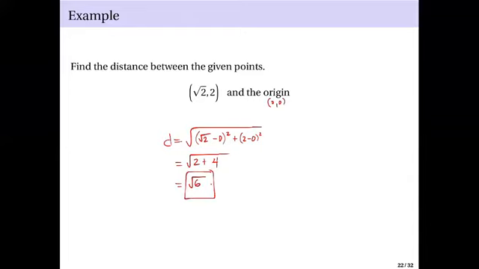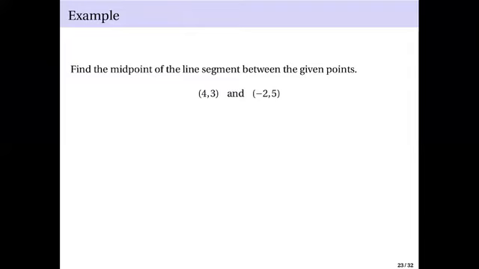Now, we want to find the midpoint of the line segment between the given points. So we have 4, 3 and negative 2, 5. So remember the formula? I'll just write it here again. Midpoint, the formula that you need to remember, it's x1 plus x2 divided by 2, comma, y1 plus y2 divided by 2, in parentheses. So this is the midpoint.